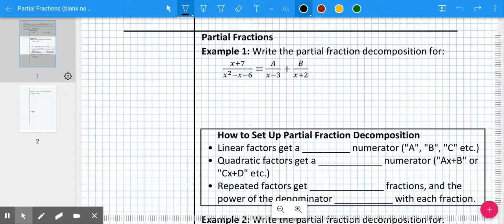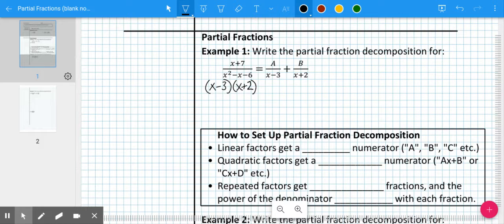When we factor the denominator on the left, we get x minus 3 times x plus 2. So those are the two factors that are going to be in the denominator. So those are going to be each denominator for the two fractions on the right side. Now I want one to be x minus 3 and one to be x plus 2. I don't know what goes on top of those fractions, so I call one A and I call one B.